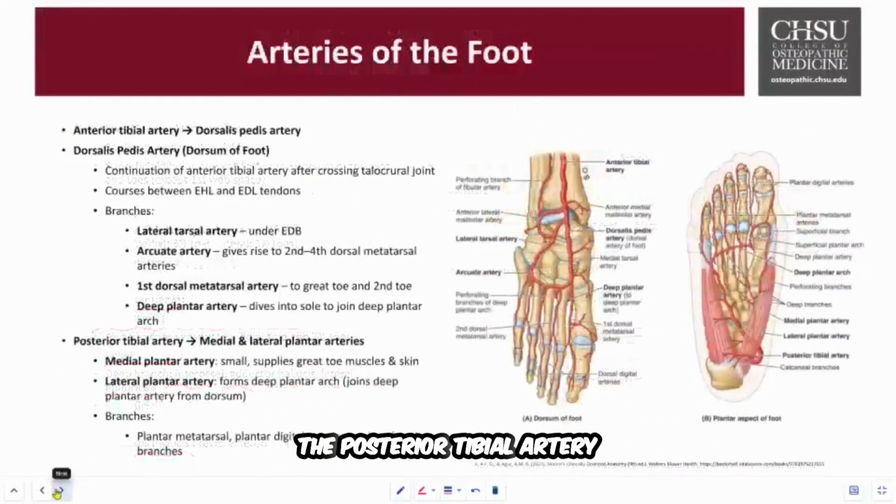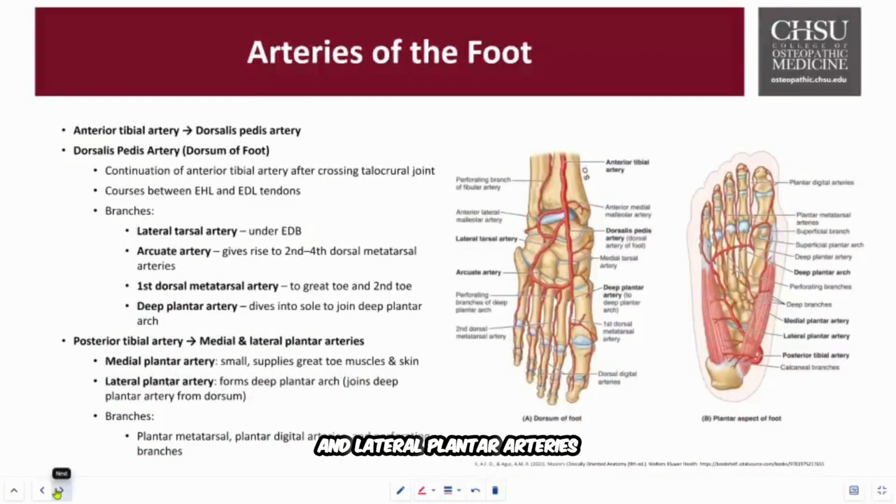The arteries of the foot. The posterior tibial artery divides into the medial and lateral plantar arteries after passing posterior to the medial malleolus. The lateral plantar arteries form the deep plantar arch, joining the deep plantar branches of the dorsalis pedis. The DPA is a continuation of the anterior tibial artery, and it runs over the dorsum of the foot between the EHL and EDL tendons. Its pulse is key for exam point.